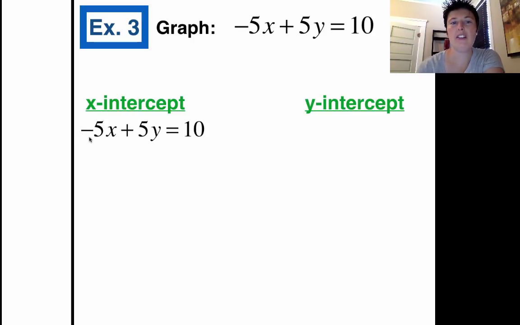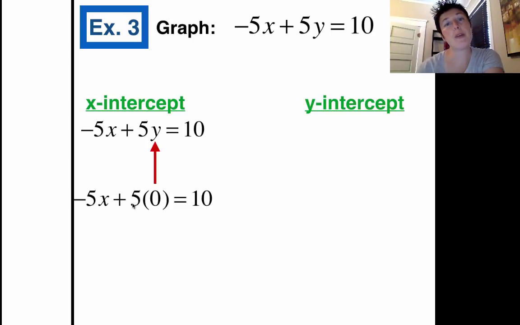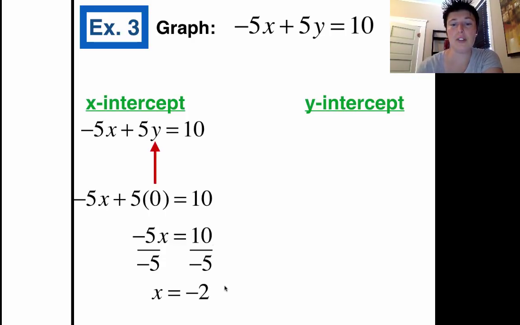We take the equation, -5x plus 5y equals 10, and where the y is, we change it to 0, because that's what it's supposed to equal. Y is supposed to equal 0. So now we have -5x plus 5 times 0 equals 10. Let's clean that up and solve for x. 5 times 0 is just 0. So really it's just -5x equals 10. Divide that -5 away. 10 divided by -5 is -2. We've got our x-intercept. It's happening at x equals -2. So the x-intercept is at (-2, 0).